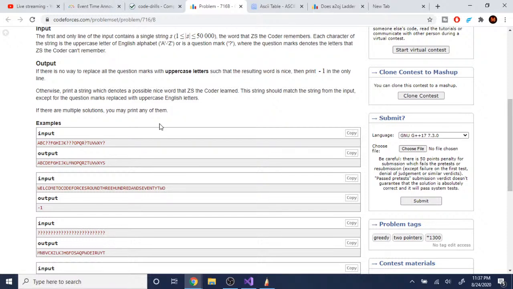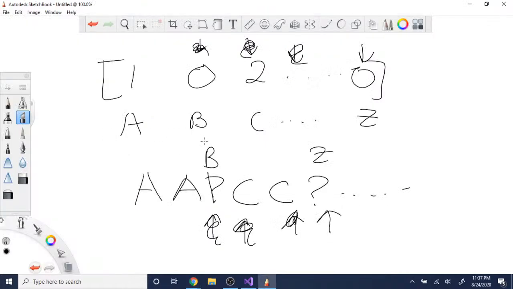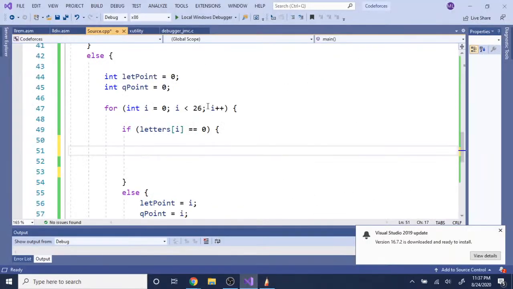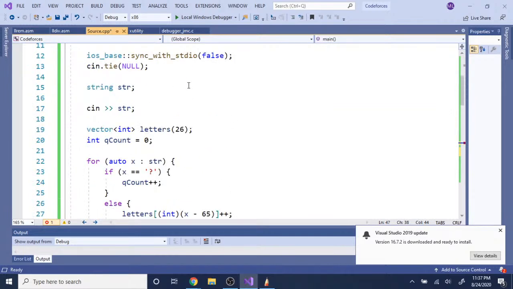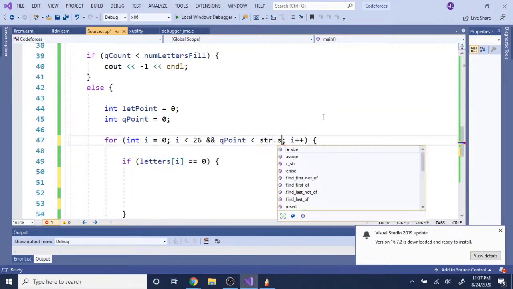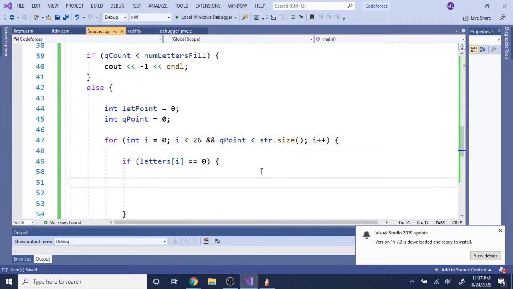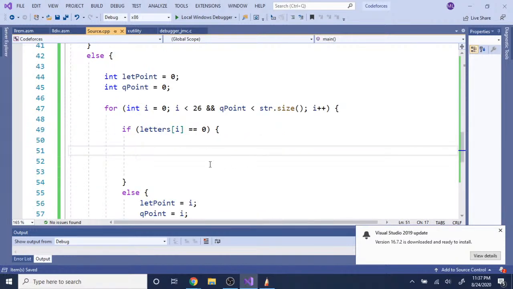Let's just do like Q pointer is less than string.size. So how about that? And Q pointer is less than the str.size, yeah. So then we could do it, okay? Yeah, so we're gonna go through all the letters.